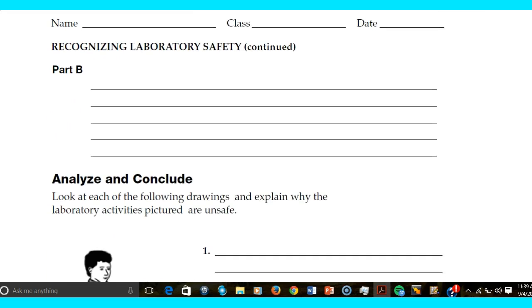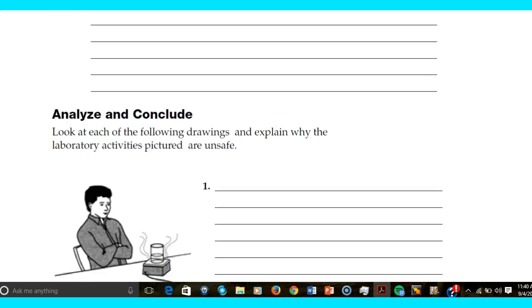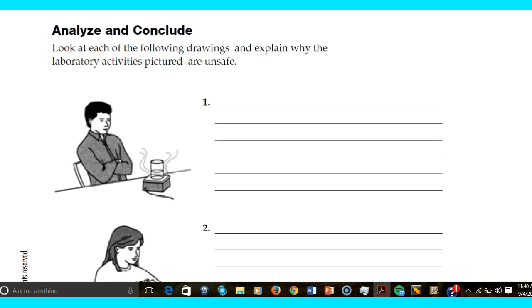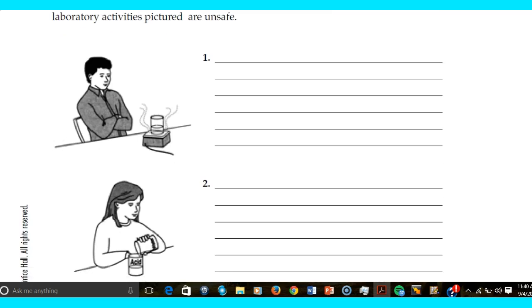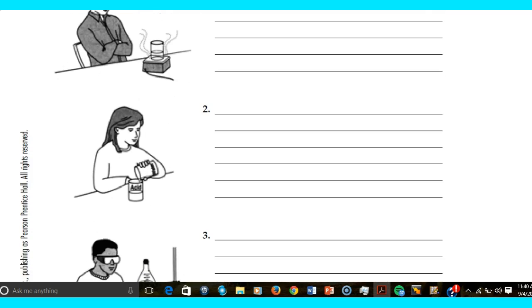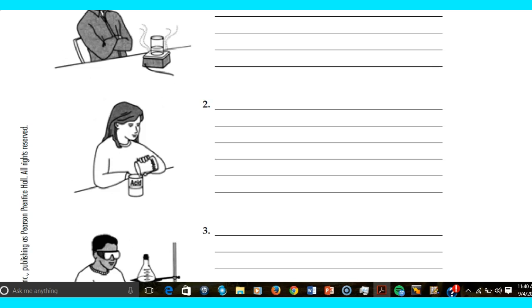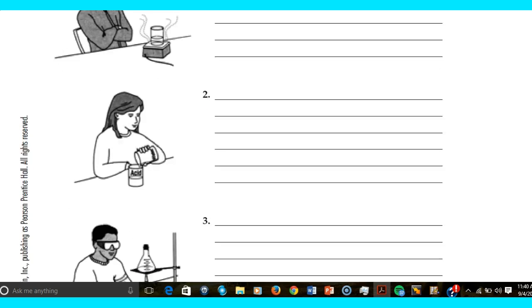Recognizing laboratory safety continued. Part B. Look at each of the following drawings and explain the laboratory activities pictured that are unsafe. Please make sure to fill in these spaces with complete sentences.